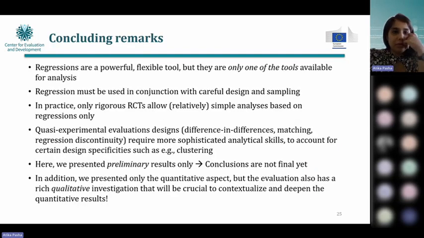Right, so to conclude, it was very quick, but it's trying to give you an intuition, but also a preview into what your results and your evaluations can look like if you use regression. Again, it's a powerful, flexible tool, but only one of those tools that is available for your analysis, especially when you combine it with careful design, careful sampling, so that you reduce your sampling errors and are able to employ a good CIE method along with it.